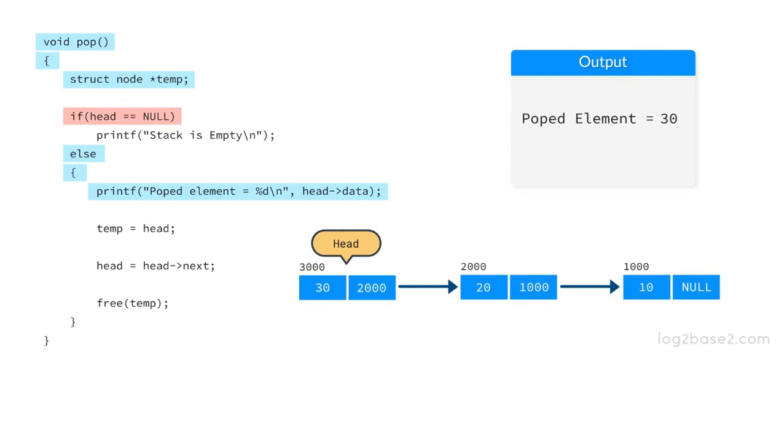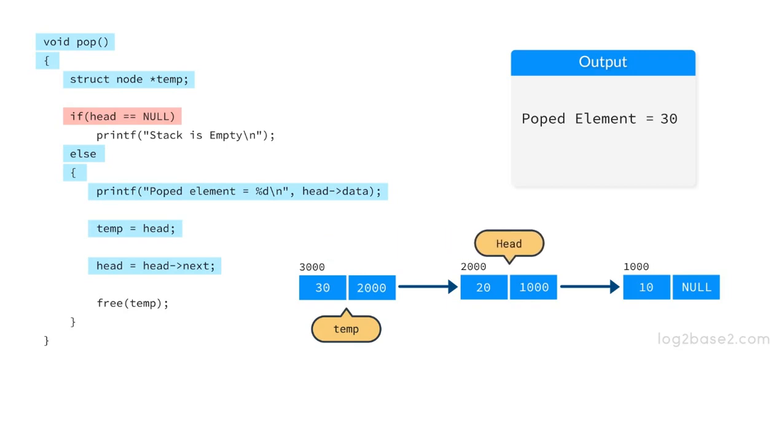Now we need to delete head and make the second node the head. But if we delete head first, then there is no way to access the second element. So first copy head to temp and then make the second node the head. So temp equal to 3000 now. Now make the second node the head. So we have head equal to head next. So head equal to 2000 now. Now we can easily delete the old head which is in temp. So write free of temp and it is deleted. And that is how we can perform pop operation.